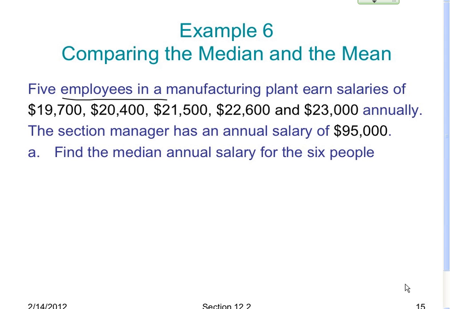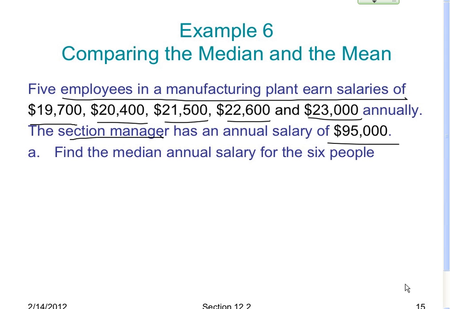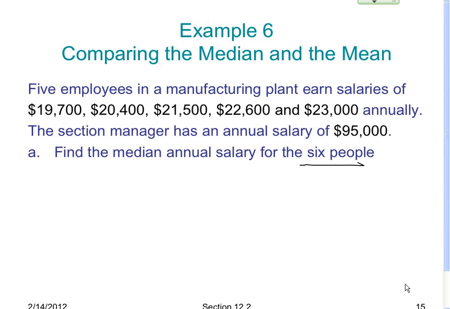5 employees in a manufacturing plant earn salaries: $19,000, $20,000, $21,000, $22,000, $23,000. Section manager has an annual salary of $95,000. Find the median. Remember, they have to be in order, and we have 6 people, so we're going to have 2 middle numbers. They're actually already in order, so the 2 middle numbers are going to be 21,500 and 22,600.